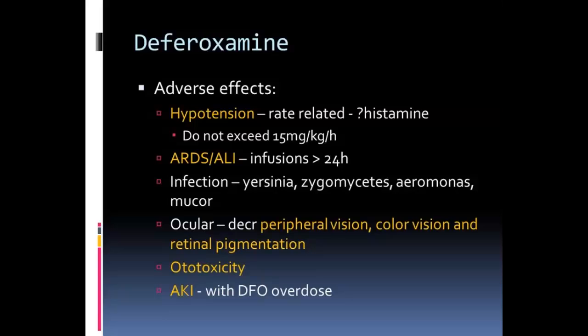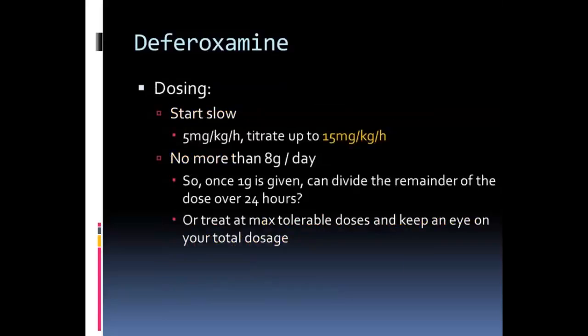And otherwise, there are ocular toxicities, including color vision loss, peripheral vision loss, and retinal pigmentation, as well as ototoxicity. So all of these should be considered when we're talking about how much to give and how long to give it. The dosing is generally to start at 5 milligrams per kilo per hour. It is an infusion, and then titrate up to 15 milligrams per kilo per hour.